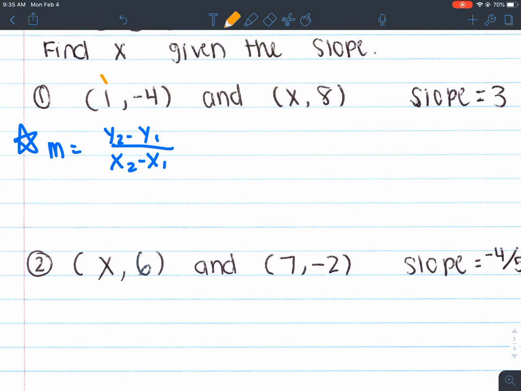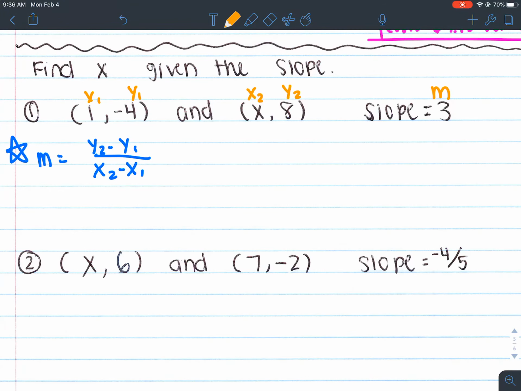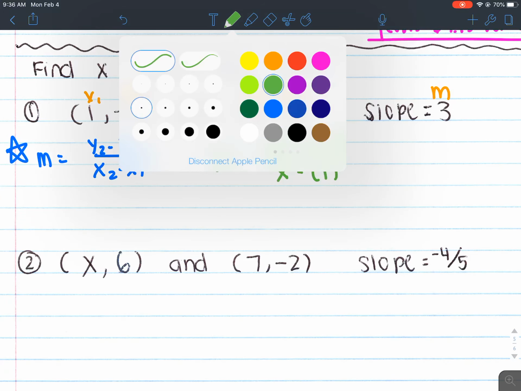Okay, let's go ahead and label our points. We have x1, y1, x2, y2, and our slope, which is our m. So we actually are given the slope this time. Let's go ahead and plug everything in that formula in blue. So we have our slope of 3, so 3 equals, division bar, y2 minus y1, so 8 minus negative 4. I almost messed up there. 8 minus negative 4. And then x2, which is just x, so I'm just going to put that there. And then minus x1, which is minus a positive 1.